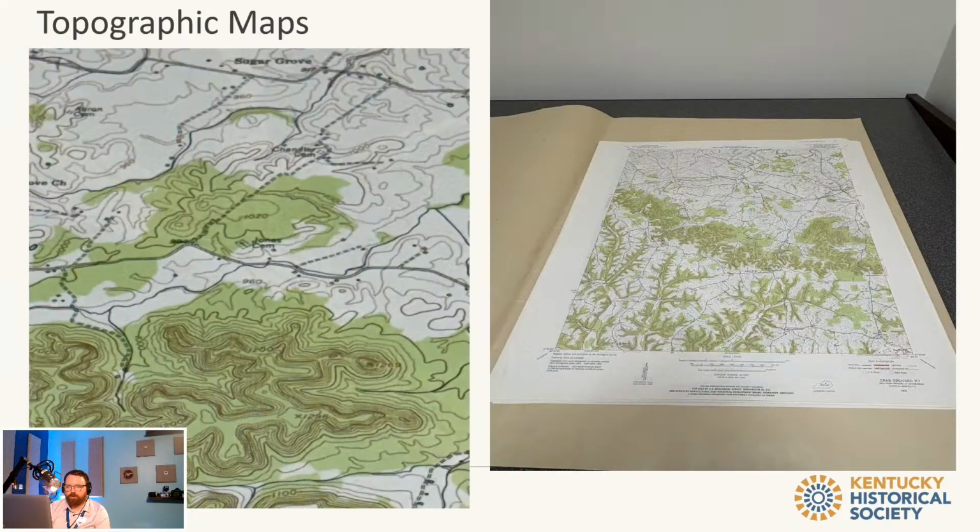And then, like the previous map, here's a topographic map of, I believe it was Crab Orchard, yeah. The right-hand side just shows more of the whole thing. And then I tried to do more close-ups so you could get a little detail of some of the names and that kind of thing, just so you have an idea of what you may see if you're looking at these types of maps.